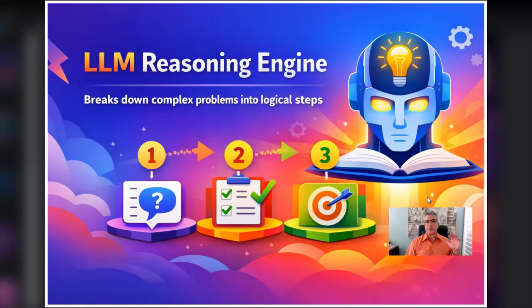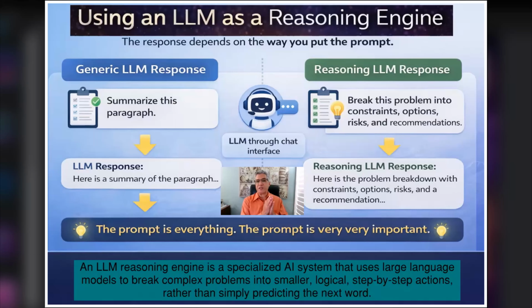Since we talked about AI powered search, and this is an introduction, we can talk about the LLM reasoning engine. An LLM reasoning engine breaks down a complex problem into logical steps. So let's see that on the next slide. Based on the prompt you provide, you're going to get a response, and we talked about that before. If you have a generic LLM prompt, you're going to get a generic LLM response, so it will give you a summary of whatever information you put there.